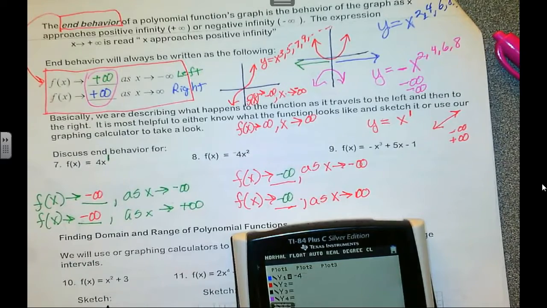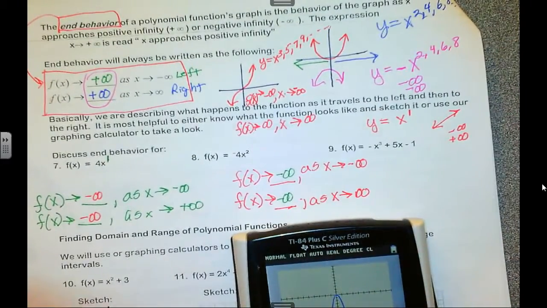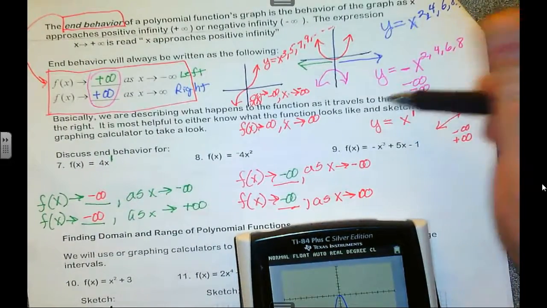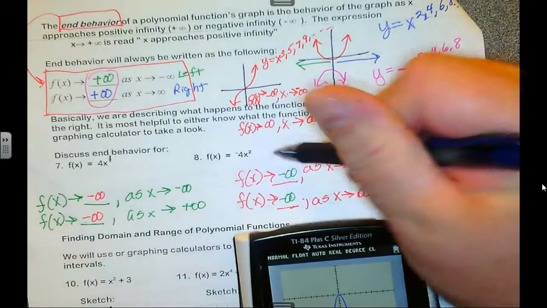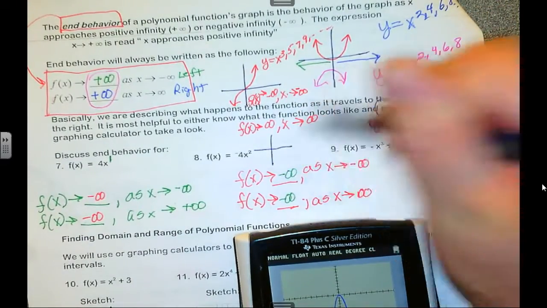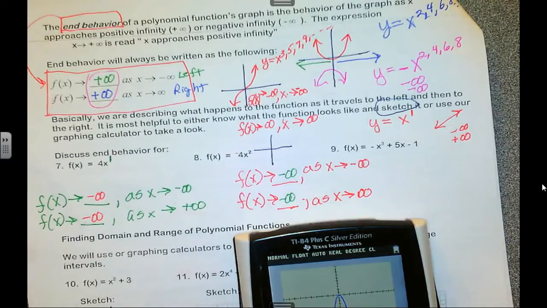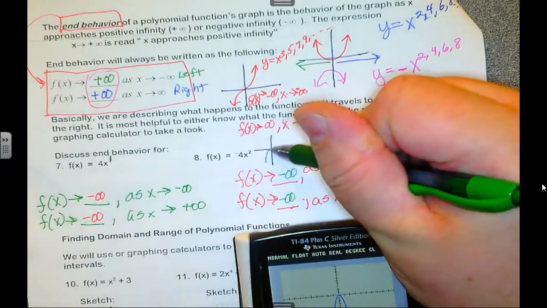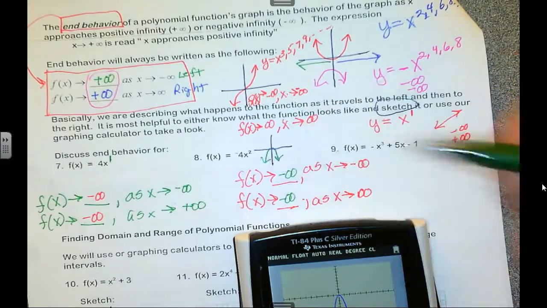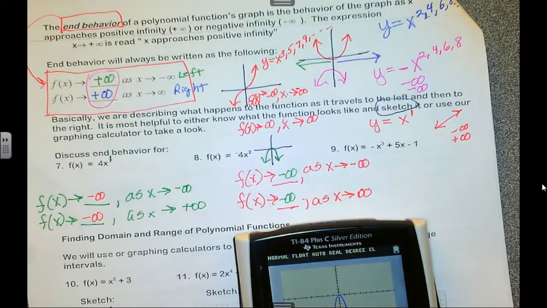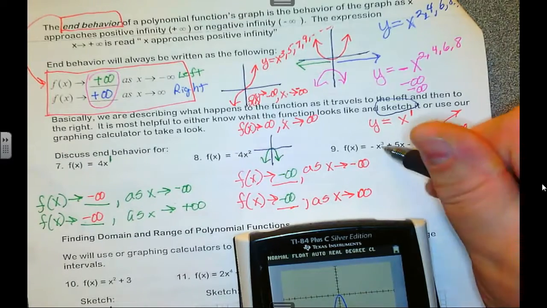negative 4x squared, it's going to be a parabola that opens downward, right? Be careful, sometimes they ask you to sketch the graph. And do that, just do a quick sketch, nothing real fancy. Okay. End behavior for this.